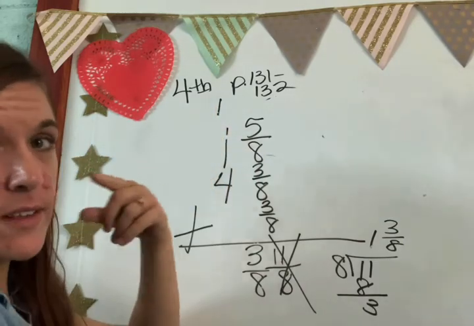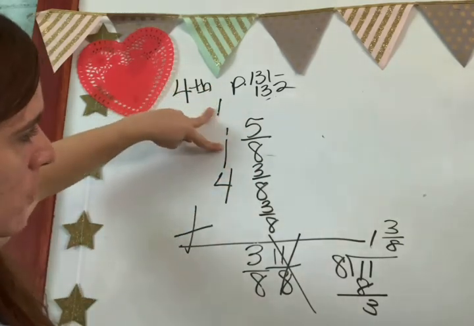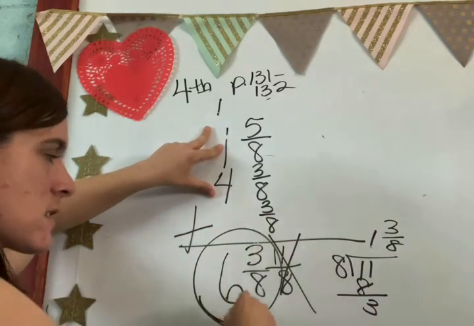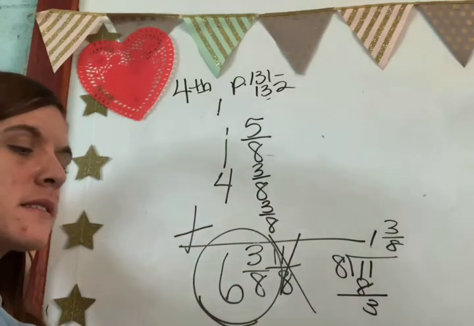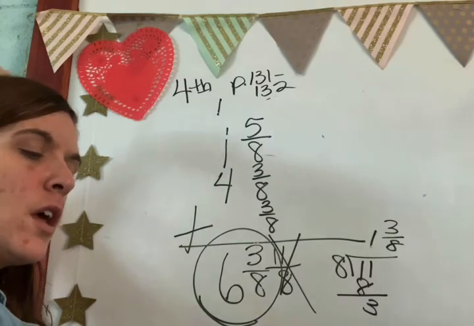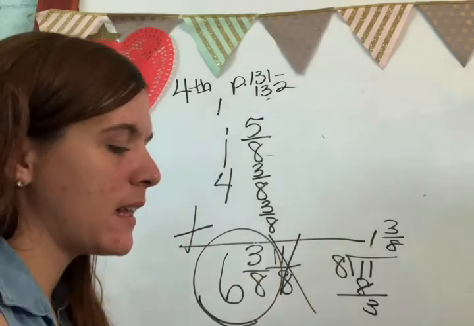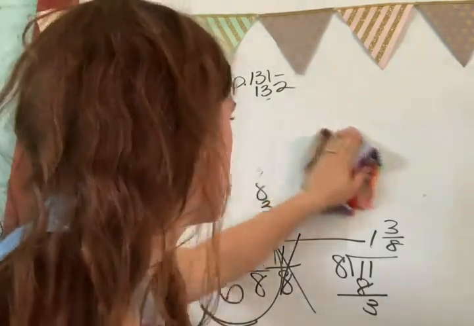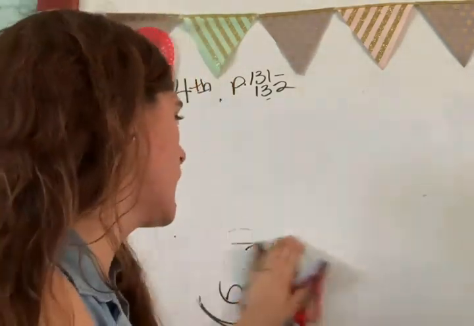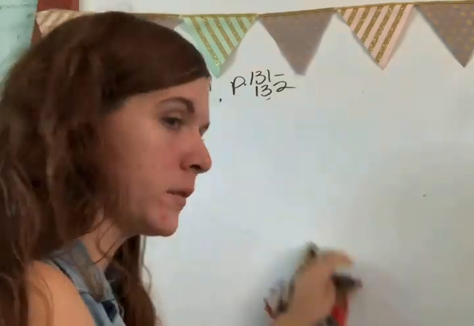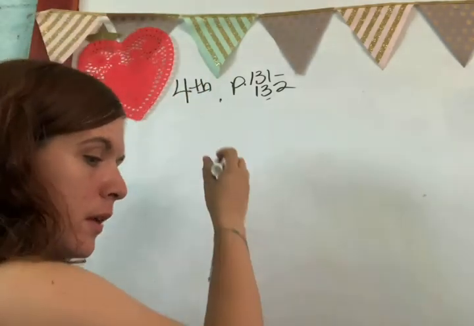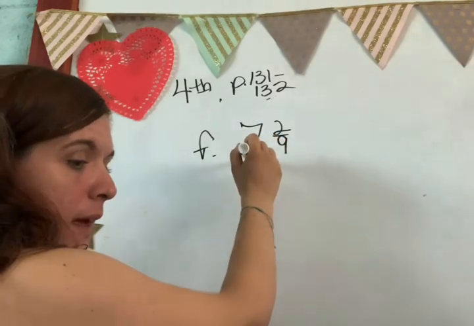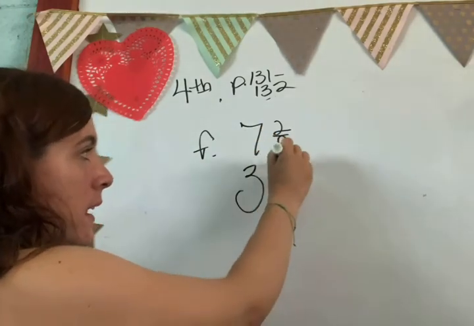Listen carefully. I'm going to do this again with you to make sure you understand. 1 plus 1 is 2. 2 plus 4 is 6. So your answer is 6 and 3/8. Okay, let's make sure that you understand that. Let's look at letter F. And then I'll let you do one by yourself, okay? Here we go, letter F. 7 and 2/9 plus 3 and 7/9.